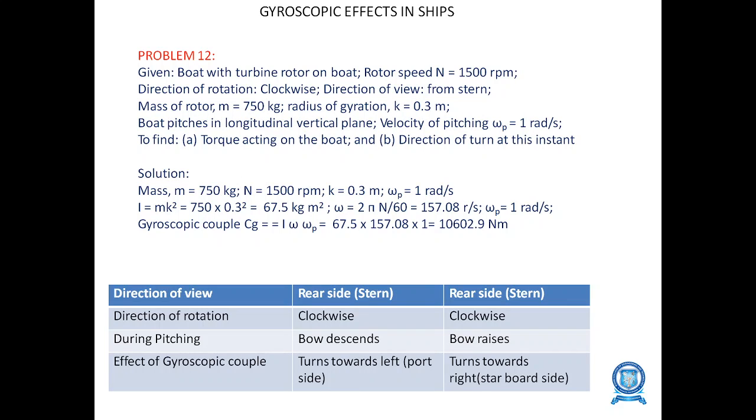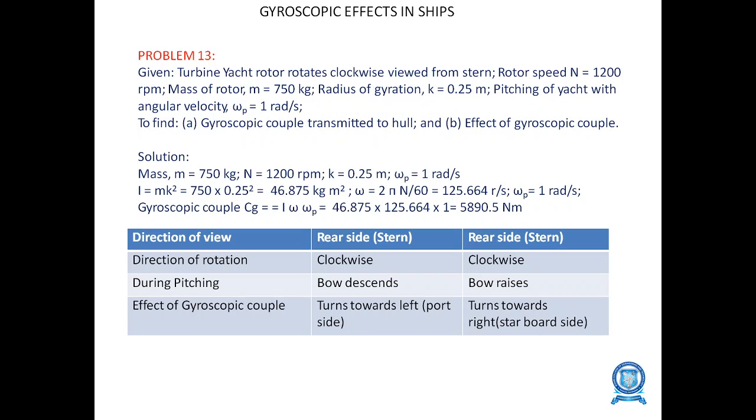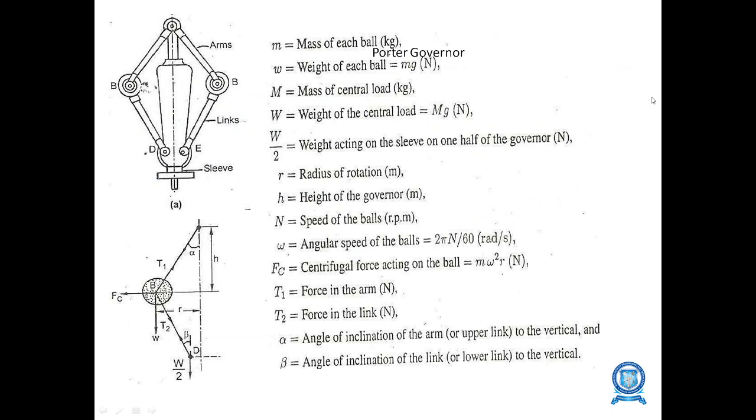These are some of the problems which are frequently asked in previous year question papers. The values may differ and the names may differ, but it is the same problem type: C is equal to I omega omega p, and we should know this tabular column. This is important. Next we are going to see the Porter governor problem.